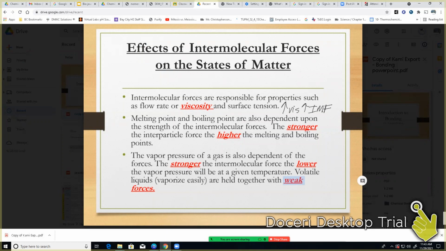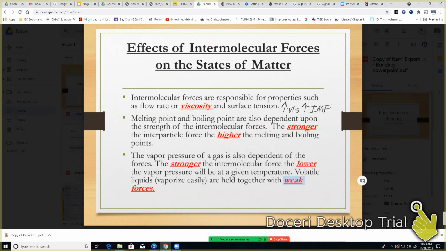Melting point and boiling point, I kind of talked about those a little bit. Both of those are dependent upon the strength of the intermolecular forces. So the stronger that IMF, the higher the melting point and the higher the boiling point. So once again, if you had a list of compounds and I gave you all of their boiling points and I asked you which one had the strongest IMF, it would be whichever one had the highest boiling point temperature.